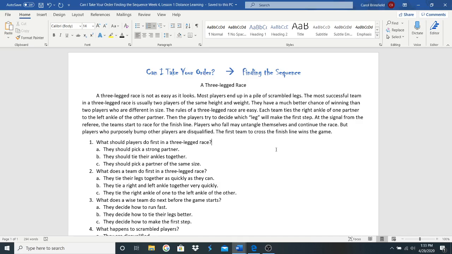Now, as I was reading that, it got me to thinking about our track meet that we had, and that some of you participated in a three-legged race event. And what was different about that three-legged race as the one that was described here in this story? I'll give you just a second to think.